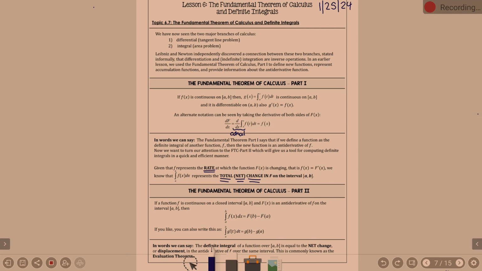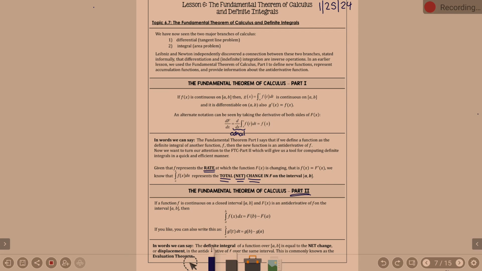Now, fundamental theorem of calculus, part 2. I'll be honest, I never remember which one's part 1 and which one's part 2. I just know both, okay? But part 2: if a function f is continuous on the closed interval a to b, and capital F of x is the antiderivative of little f on the interval a to b, then, okay, the integral from a to b of f of x dx is equal to F of b minus F of a.